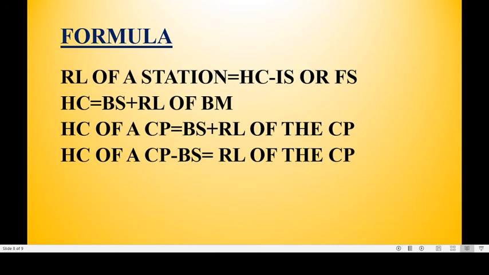So generally these formulas are applied for calculating reduced level through the collimation method. That is, RL of a station is found by subtracting IS or FS from the height of collimation, and height of collimation is calculated by adding the RL of the benchmark with the BS of the benchmark, and height of collimation of a change point is calculated by adding the BS plus RL of the CP. So in this way, these formulas have been applied for calculating the reduced level with the help of the collimation method.